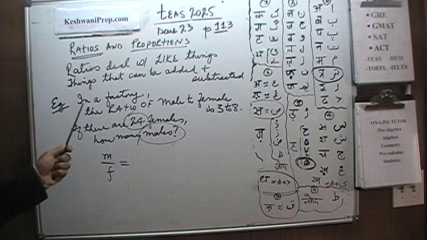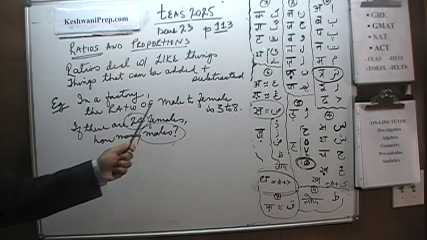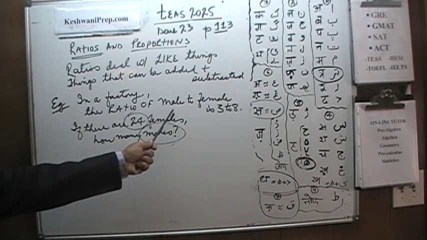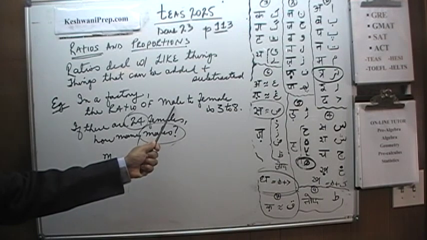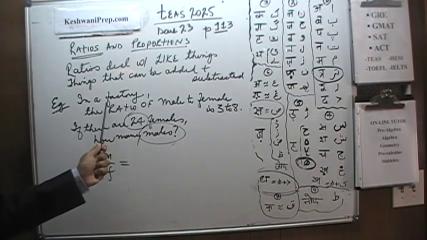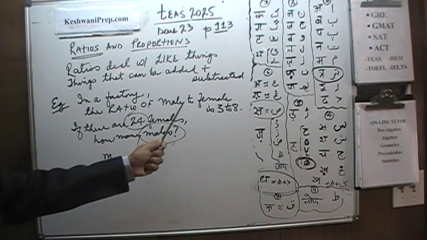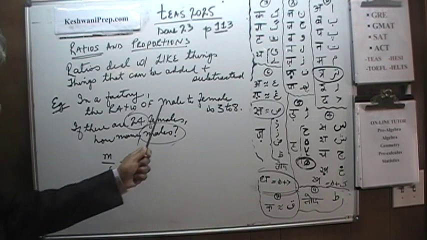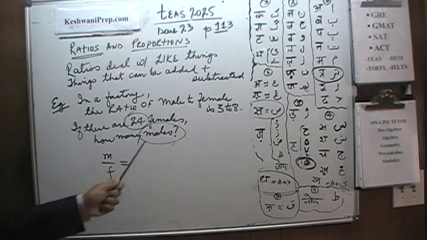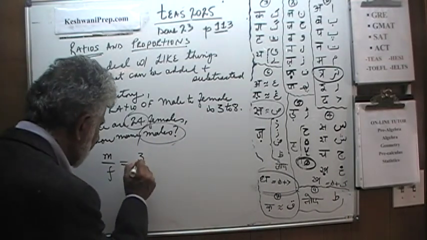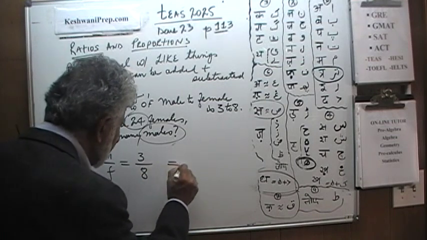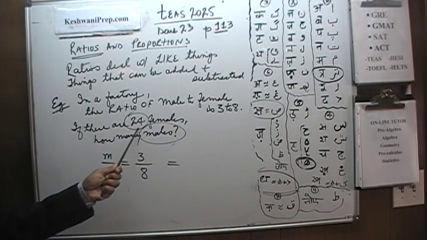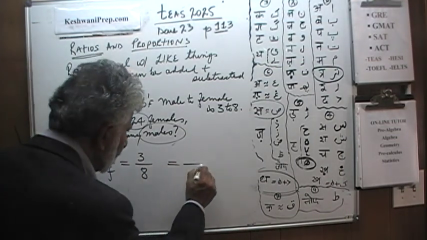The reason I did it this way is because this is how it's mentioned in the problem. If the problem had said the ratio of female to male, you would set it up in whichever order you see first. That way you can't go wrong. Here we have males to females, ratio is 3:8.